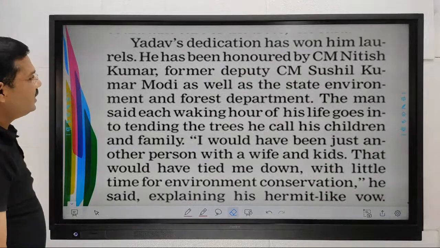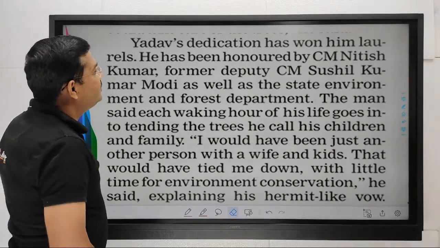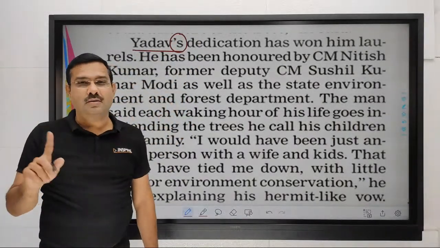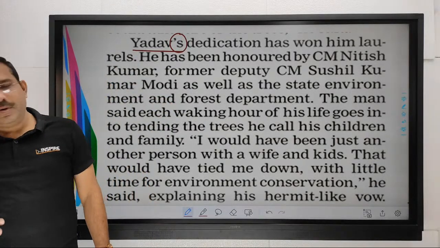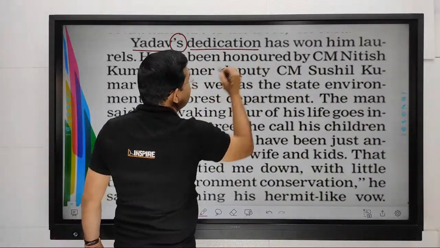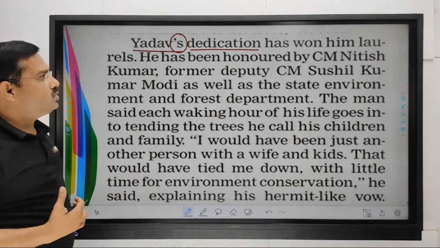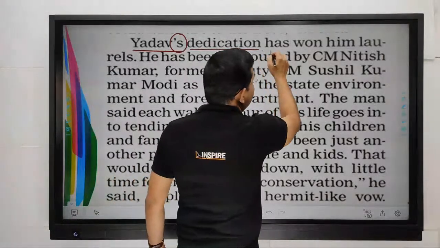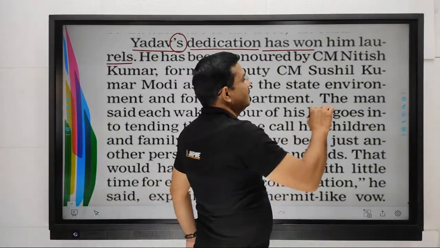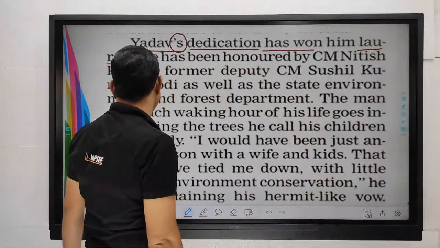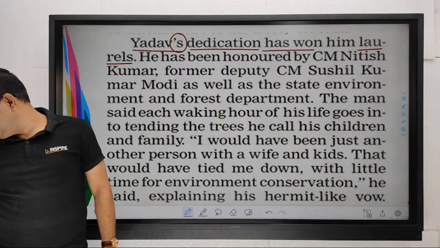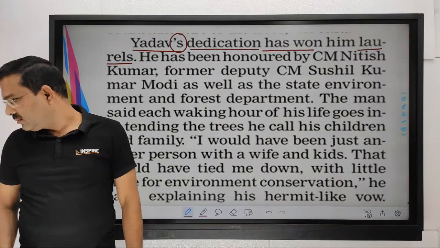Okay, let's move to the last paragraph. Yadav's dedication. Here we are using apostrophe S. It shows position. Yes, especially with what? Especially with human beings. So Yadav's dedication, determination. Yadav's dedication or determination has won. Again, present perfect, has won him laurels, success. Laurels is a very nice word. Laurels. Pride, success. Try to understand these. Pride, success, that is laurels.